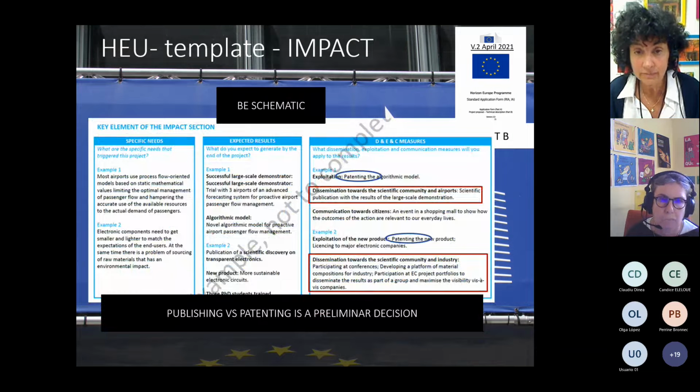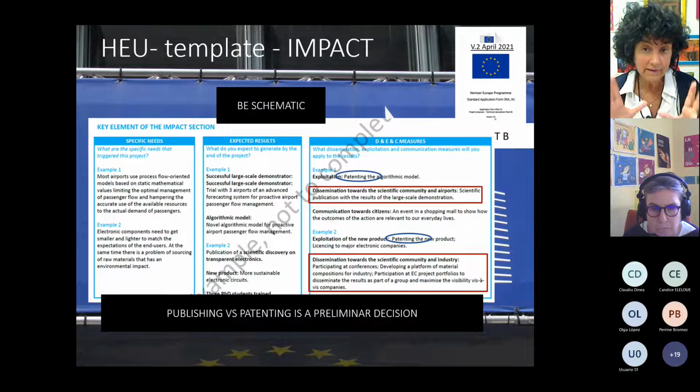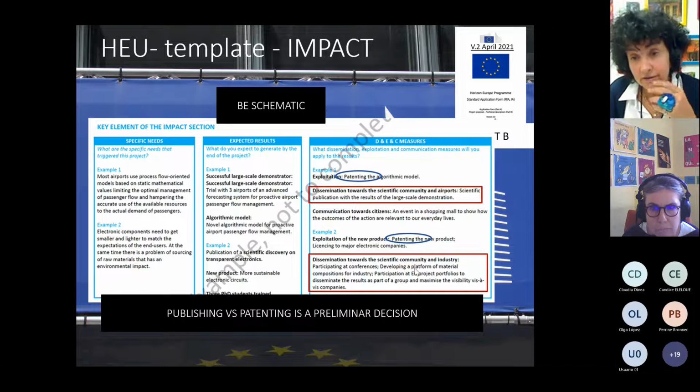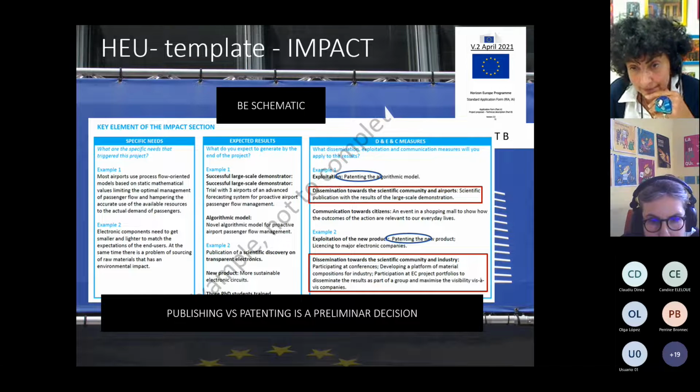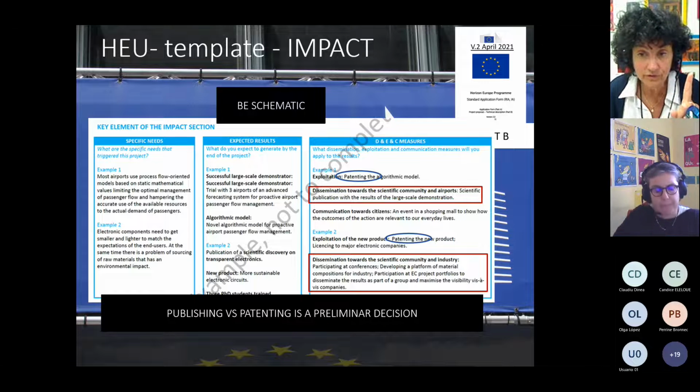You are requested to be schematic in part B, as you can see here, and you are also requested to identify the target, okay, of your dissemination, let's say, choice, okay? Just a reminder here, if you are planning to patent your research, then your first step should be patenting the algorithmic model, as you can see in the example here.